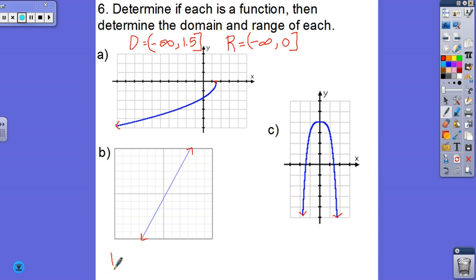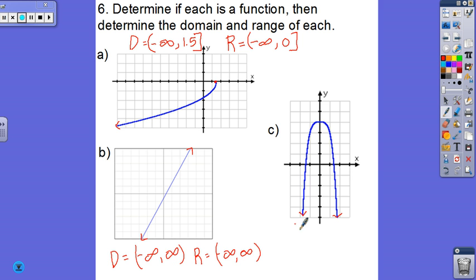For b, my linear function, I have a domain. This goes all the way to the left, all the way to the right, so domain is going to be negative infinity to positive infinity. And my range would be all the way down and all the way up, so again, negative infinity to positive infinity. Linear functions, as long as they are not horizontal or vertical lines, are always going to have domain and range that are both negative to positive infinity.